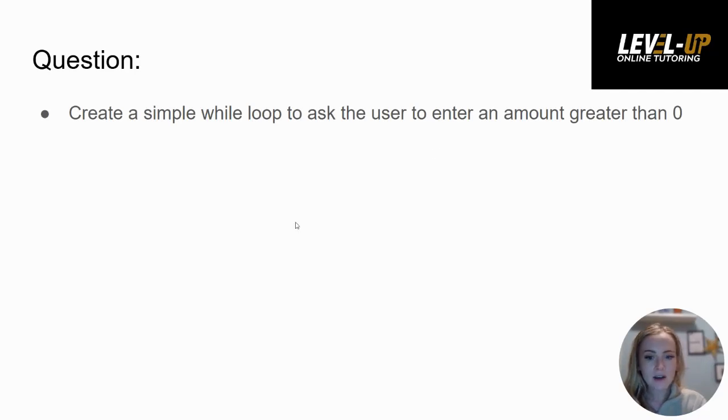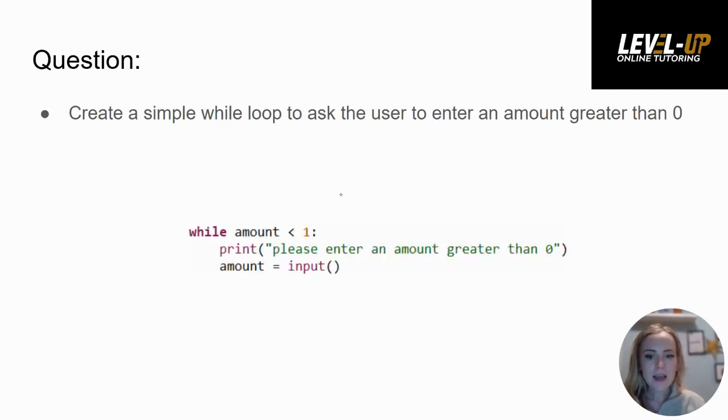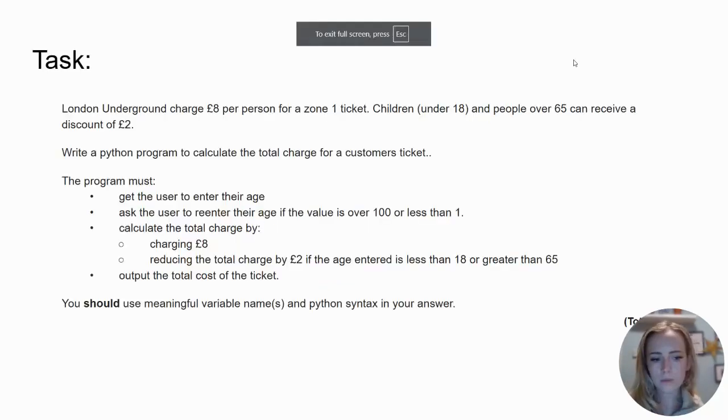I'm just going to give you the answer for this one. So we have something called while amount is less than 1, meaning 0 or -1 or 0.5, whatever. We're going to print, please enter an amount greater than 0. And then we're going to allow the user to input a value and assign that to amount. It's then going to check if amount is greater than 0, and it's going to carry on until it isn't.